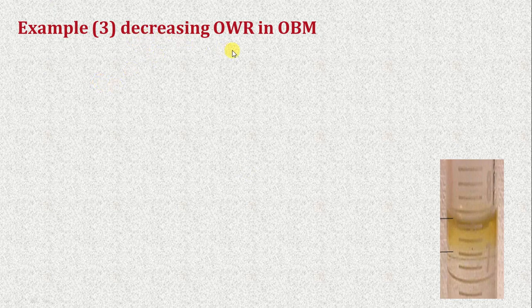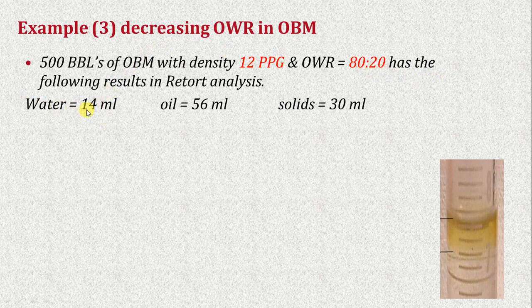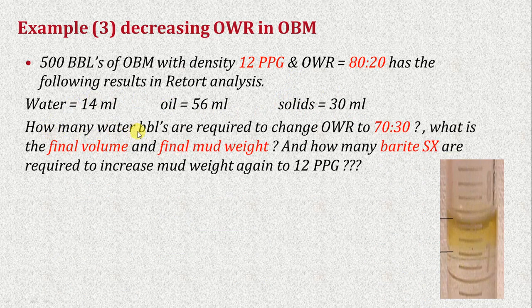If you need to decrease the oil water ratio in oil based mud, for example, it is 80-20 and you need it 70-30. For example, you have 500 barrels of oil based mud with density 12 ppg, oil water ratio 80-20, has the following results. The water is 14 milliliters here, and oil here is 56, and the solid is 30.